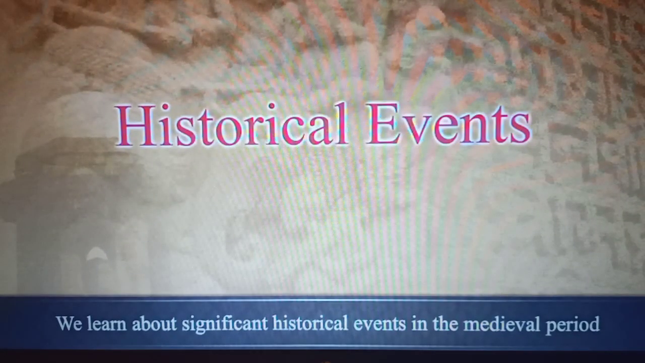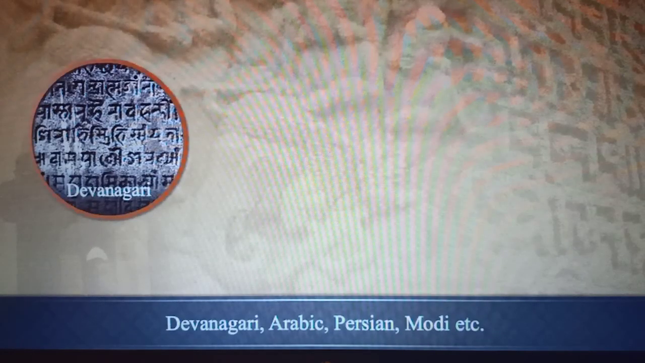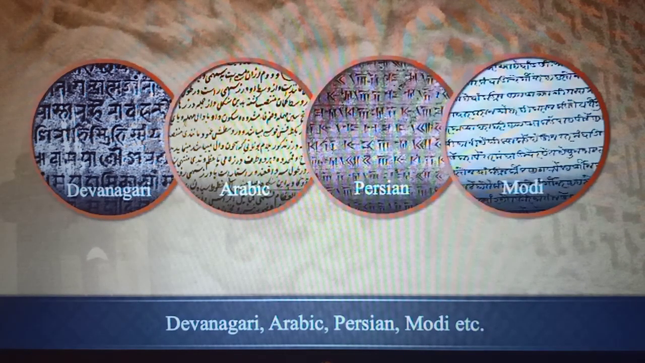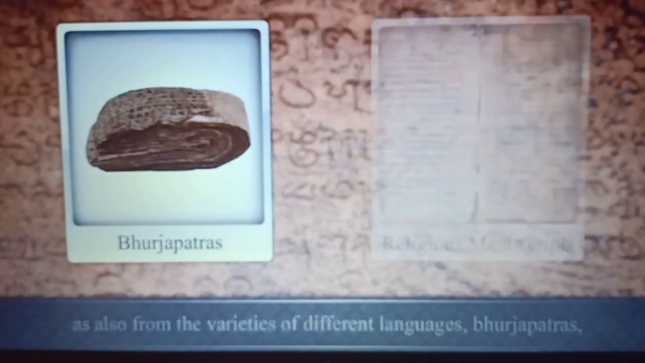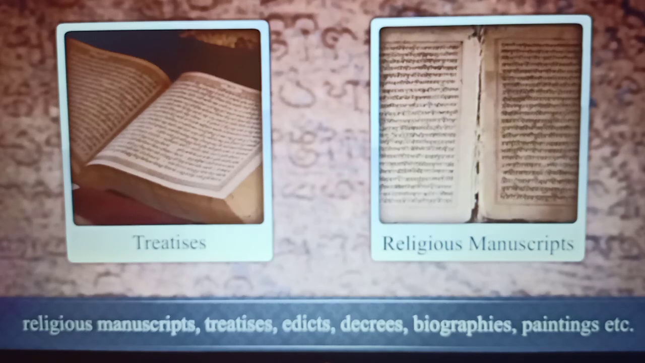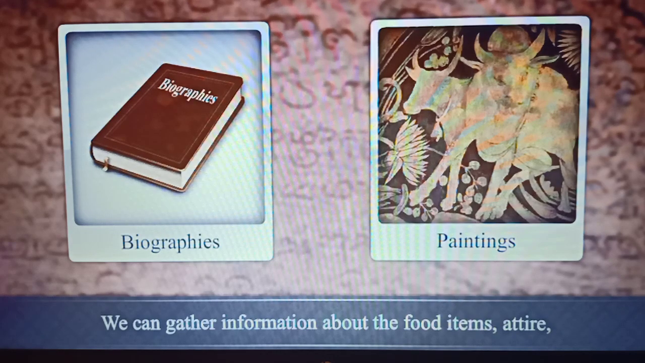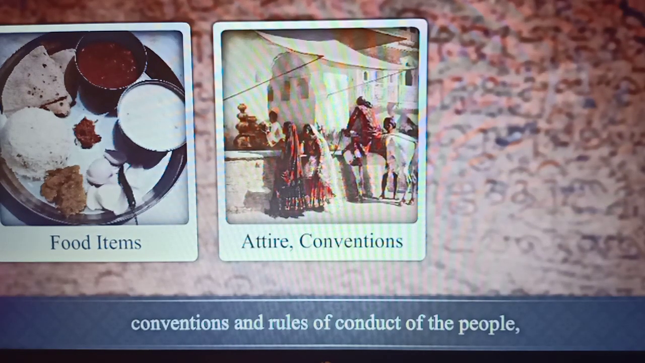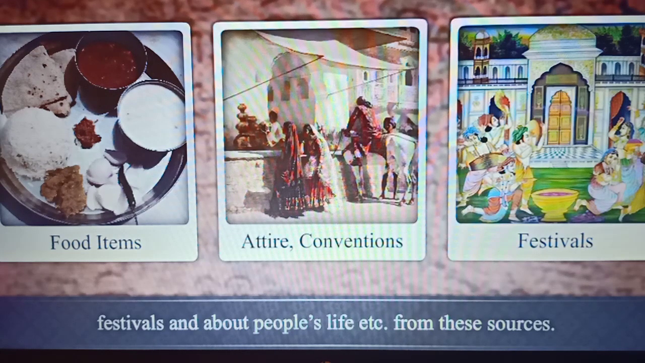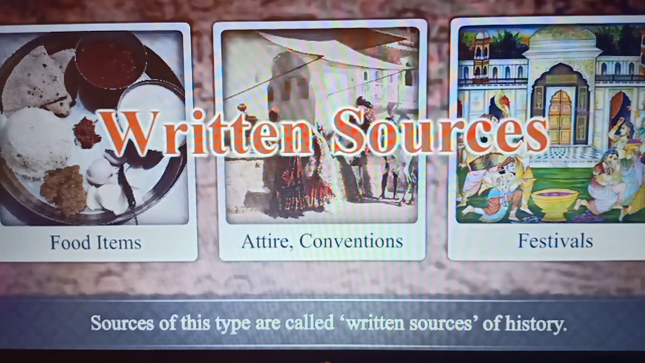Written sources. We learn about significant historical events in the medieval period from sources like the writing styles of scripts like Devanagari, Arabic, Persian, Modi, etc., as also from the varieties of different languages, Bhojpatras, religious manuscripts, treaties, edicts, decrees, biographies, paintings, etc. We can gather information about the food items, attire, conventions and rules of conduct of the people, festivals and about people's life, etc. from these sources. Sources of this type are called written sources of history.